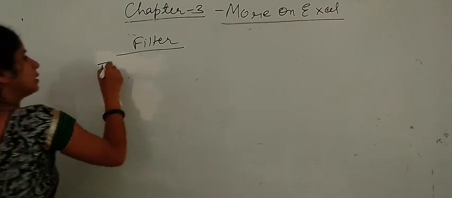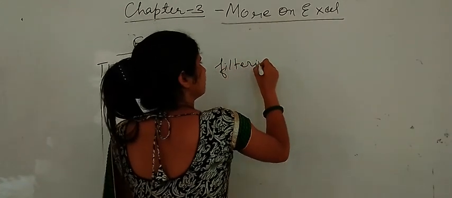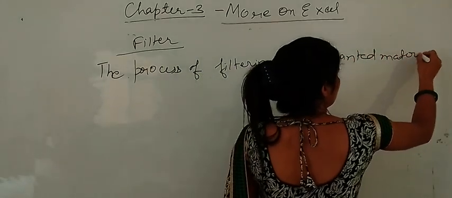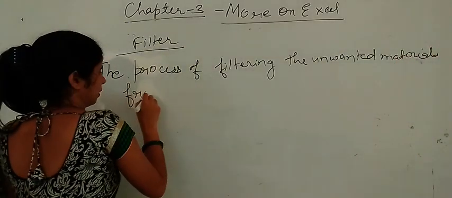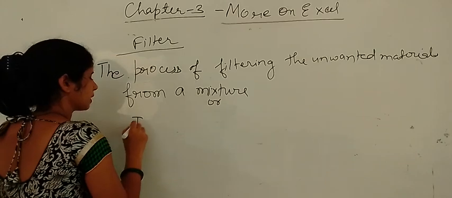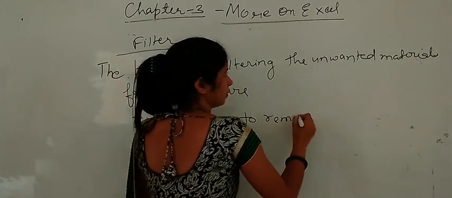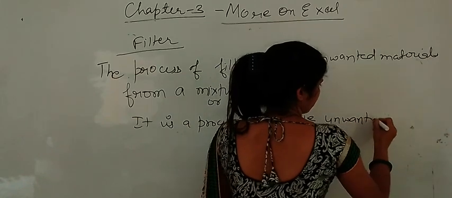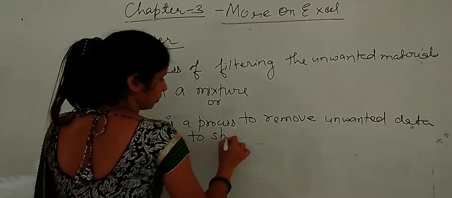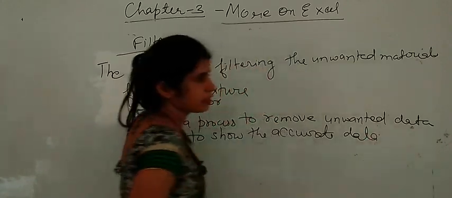so I am going to write the definition of filter. So filter: the process of filtering the unwanted materials from a mixture, or you can say that it is a process to remove unwanted data values to show the accurate data. Okay, this is about the filter.